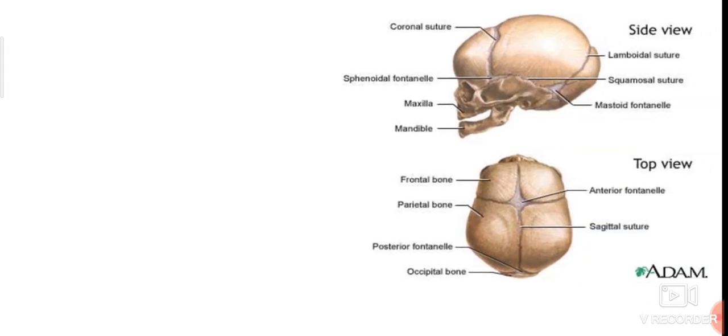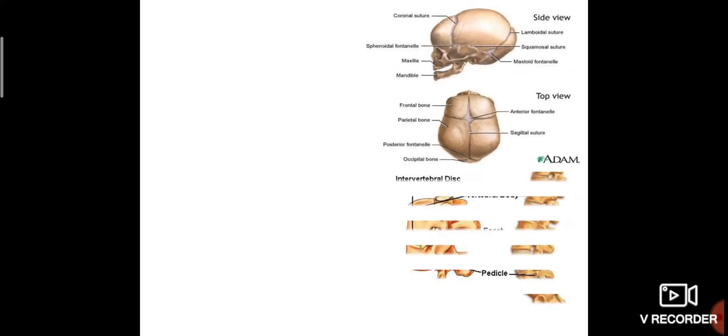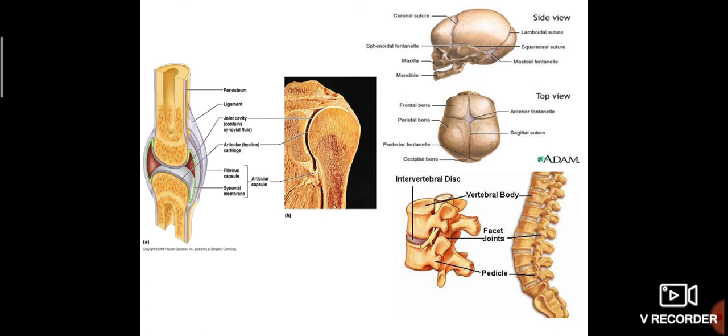Then we can see vertebral joints. Vertebral joints means the joint which is present between the vertebral bodies. Between two vertebrae there is an intervertebral disc. That intervertebral disc is a fibrocartilage. Because of the presence of this fibrocartilage, slight movement is possible in this.